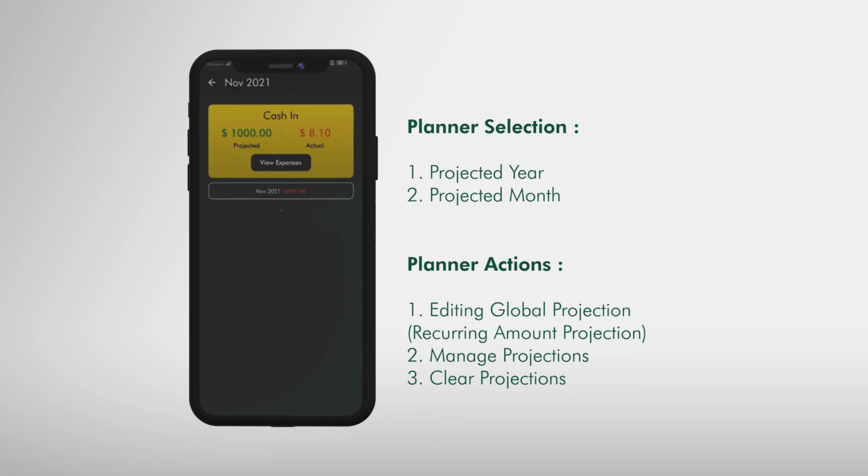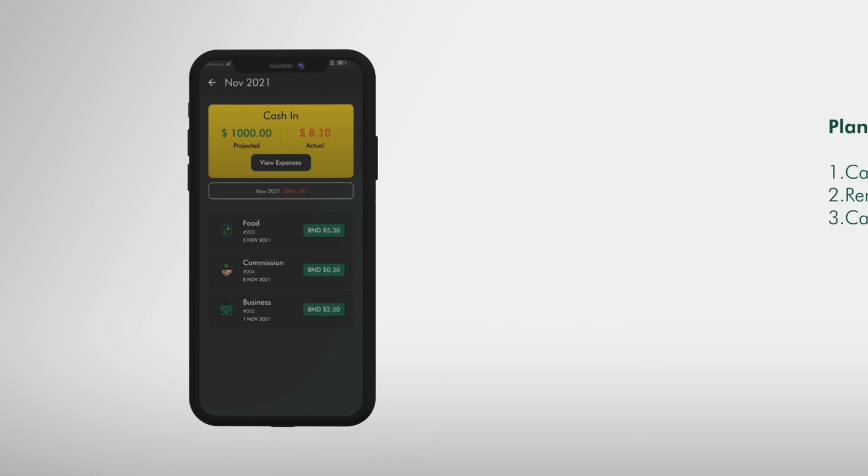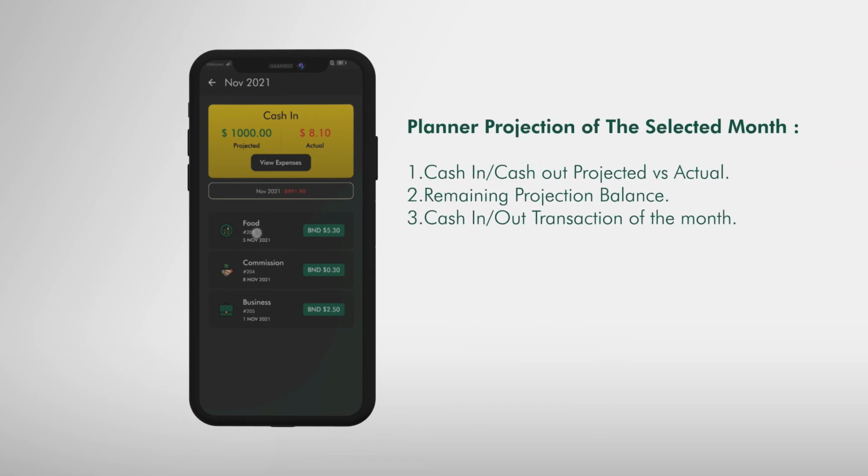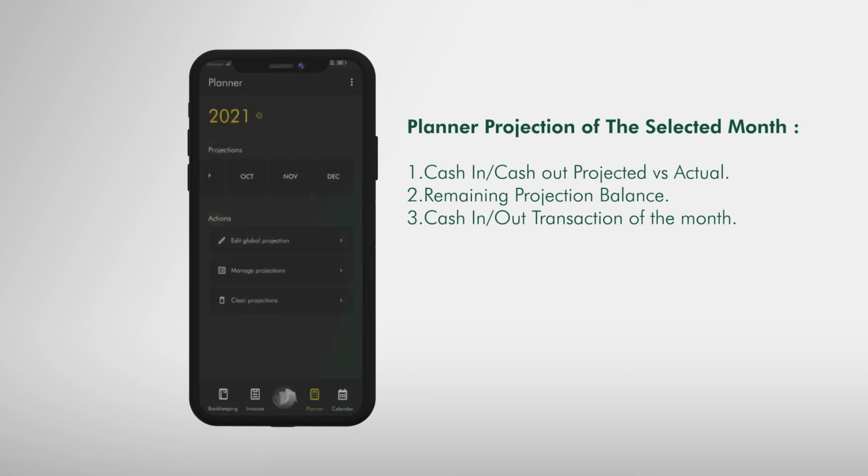On the selected projection month page, users will be able to see their cash in or cash out projection overview by simply pressing on the View Expenses or View Income button. User will also see their remaining projection balance and their cash in and cash out transactions.